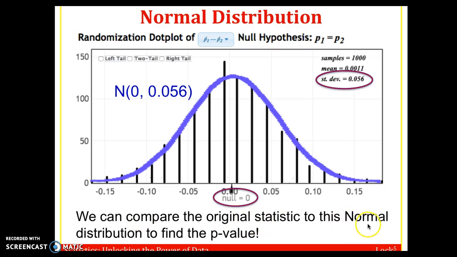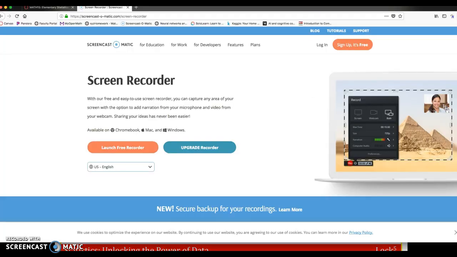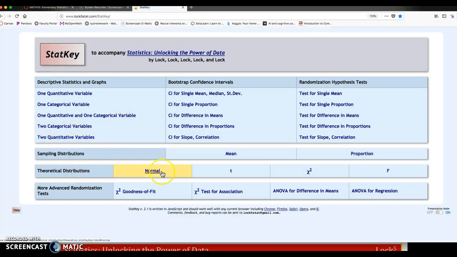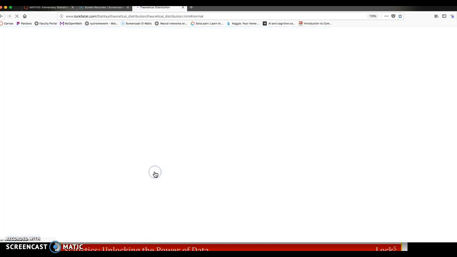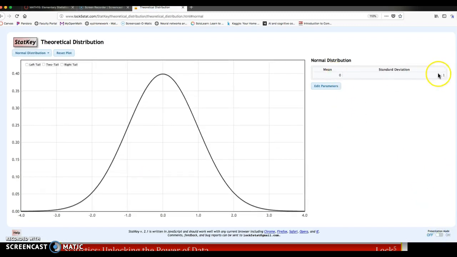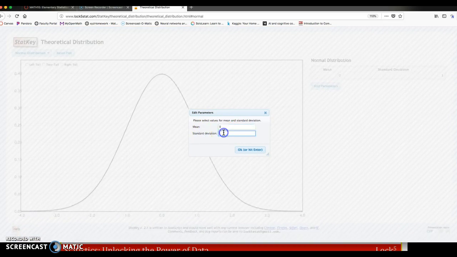And we can compare the original statistic to this normal distribution to find the p-value. So this is really just a different way of finding a probability. So here, I'm going to show how that could be done directly. You go to StatKey, Theoretical distributions, chapter 5, we're looking at normal. So click on normal distribution. Right here, I've got a mean of 0, standard deviation 1. That's going to be the standard setup. Edit parameters. For the problem that we're looking at, the mean is 0, but the standard deviation is 0.056. Click OK.